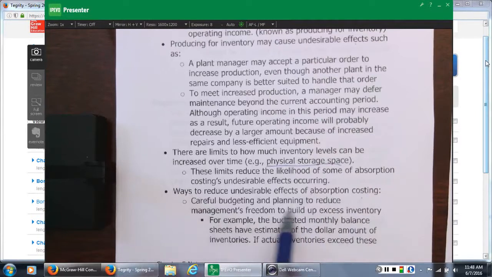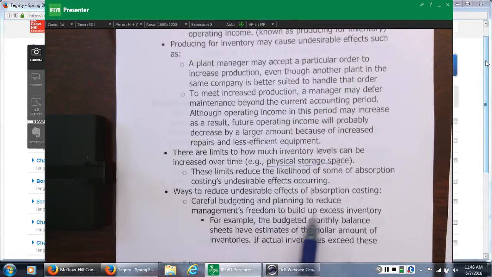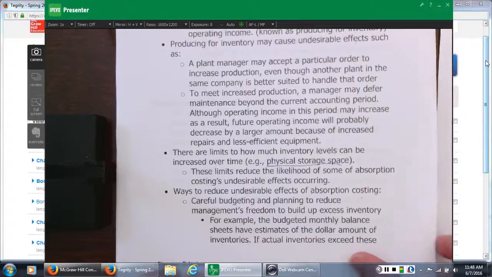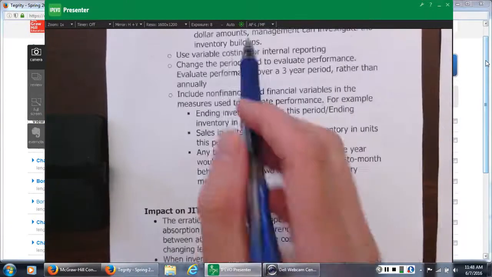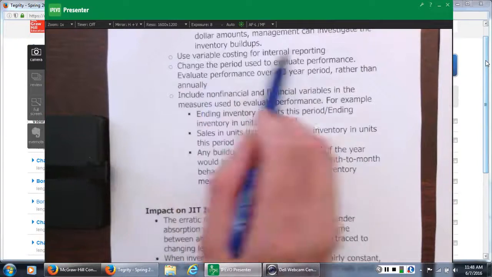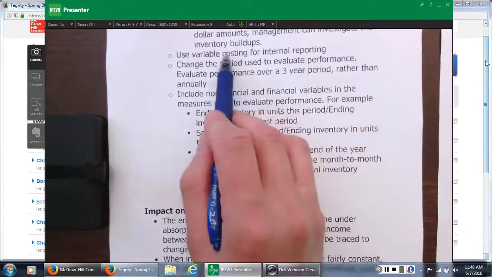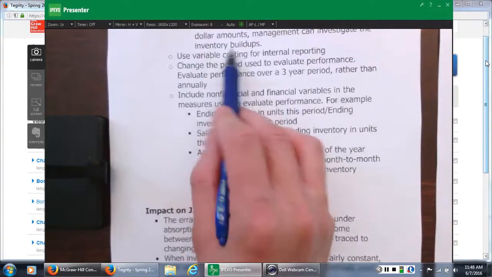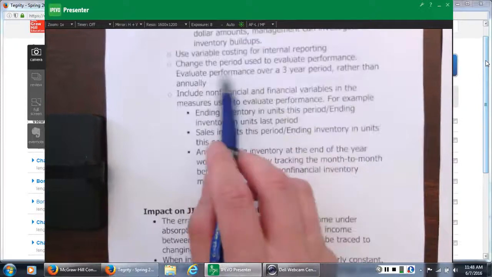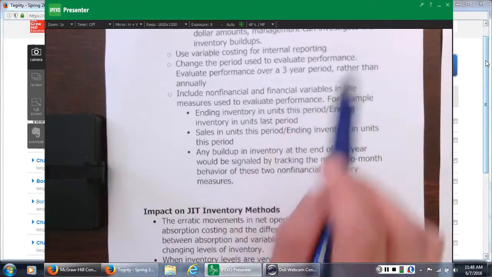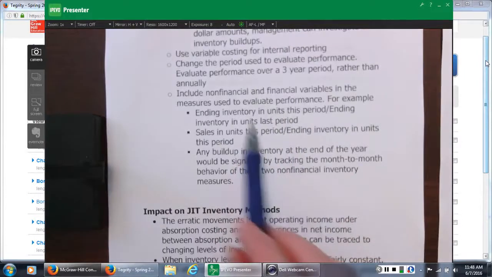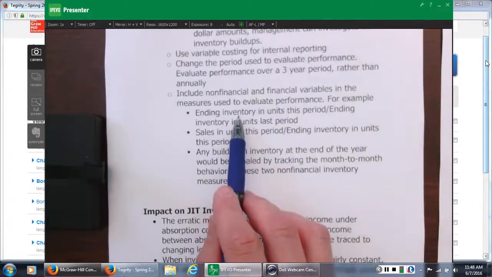We could have careful budgeting and planning to reduce management's freedom to build up excessive inventory. We could have monthly budget balance sheets, have estimates of the dollar amount of inventories, and compare the budgeted to the actual. We could use variable costing for internal reporting and hold people accountable using variable costing. We could evaluate performance over multiple years rather than just annually, and we could include some non-financial measures. We could look at ending inventory, for example.